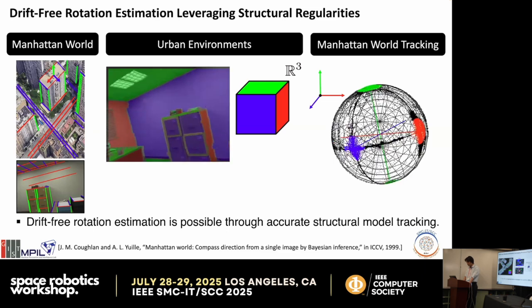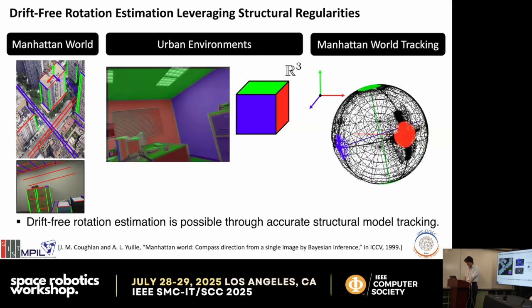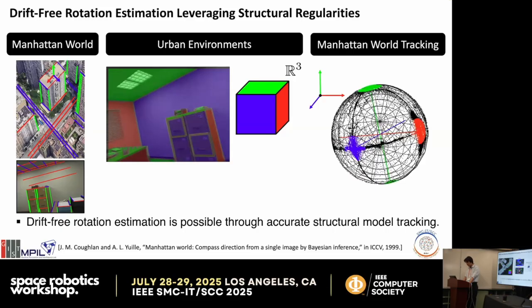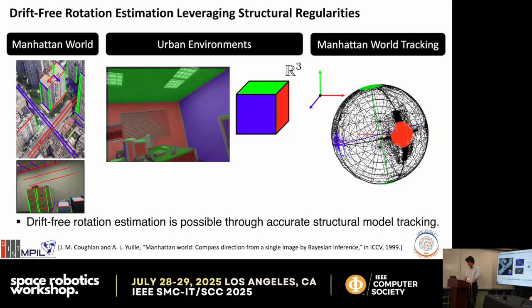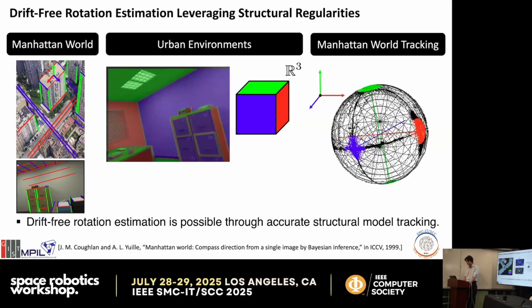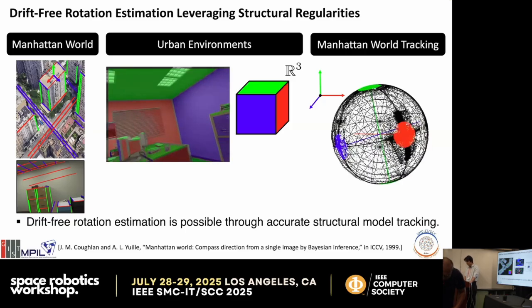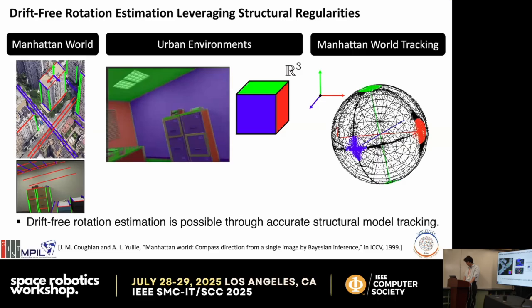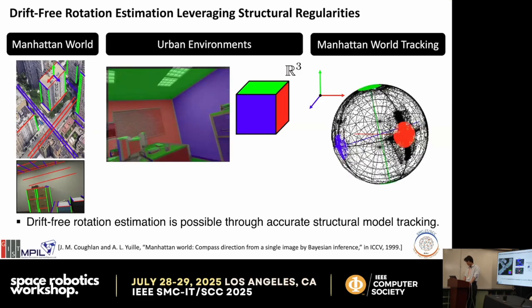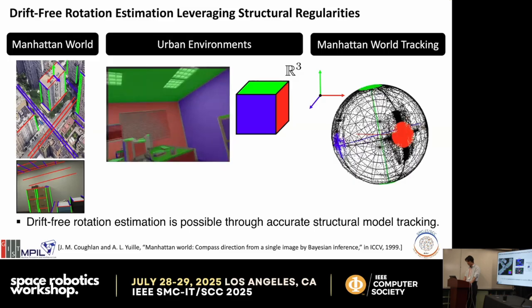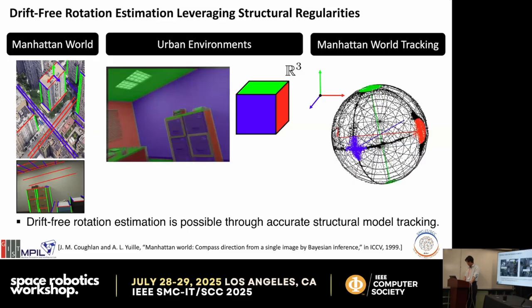The ISS is an ideal environment where the Manhattan world assumption holds. We designed a 3D visual compass that enables drift-free rotation estimation by leveraging this Manhattan world structure. This is implemented using geometric primitives such as lines and planes, which offer richer geometric context than, say, point features.